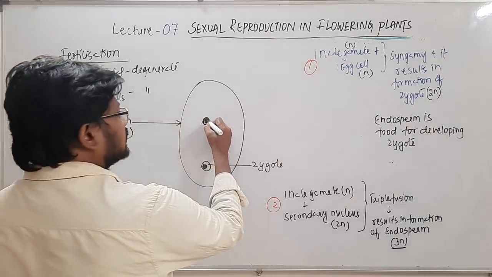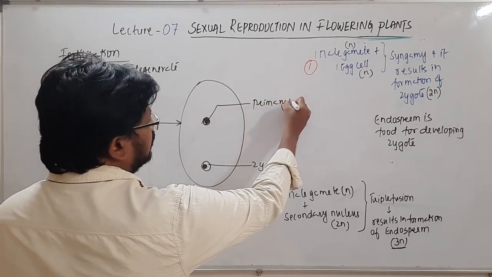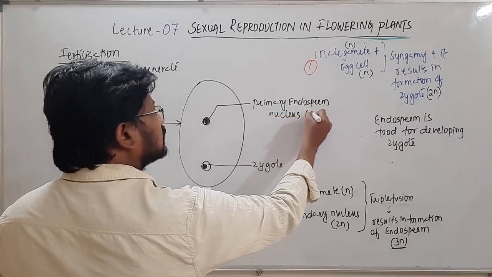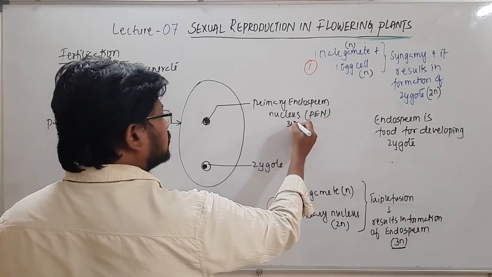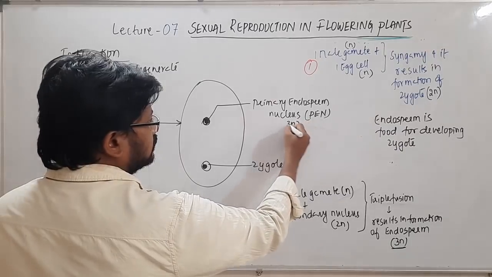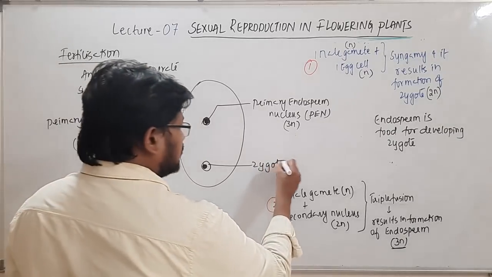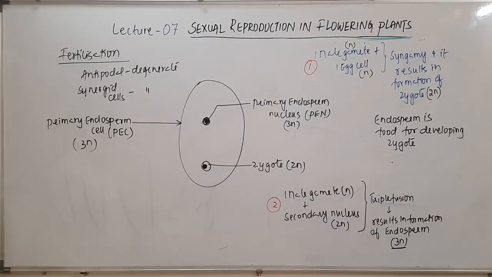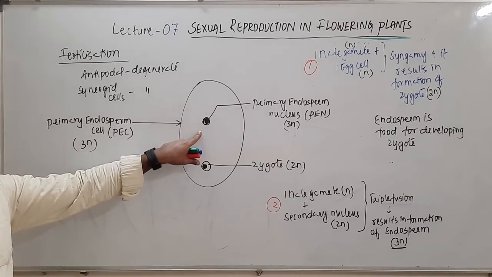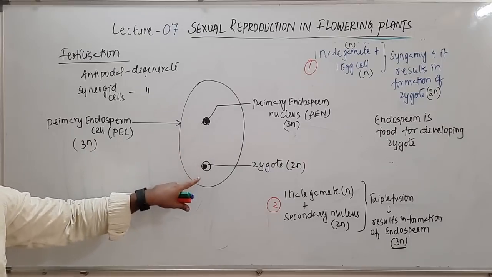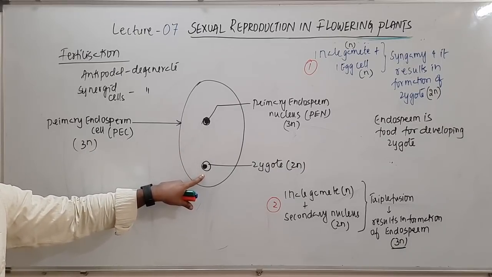And the nucleus of this is called the primary endosperm nucleus, so it's PEN. This is triploid. Of course, the primary endosperm cell will also be triploid. This zygote is diploid. So this is what you see after the fertilization. Only the primary endosperm cell, with its nucleus, which we call the primary endosperm nucleus, abbreviated as PEN, and it will have the zygote present, which is diploid.